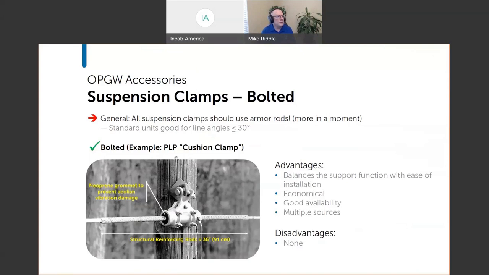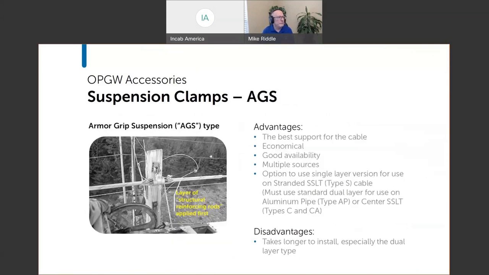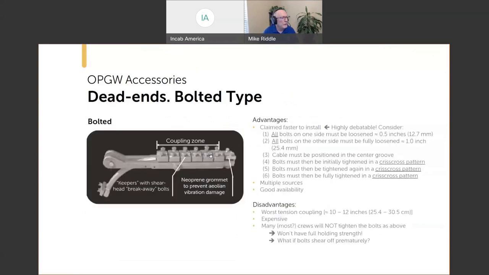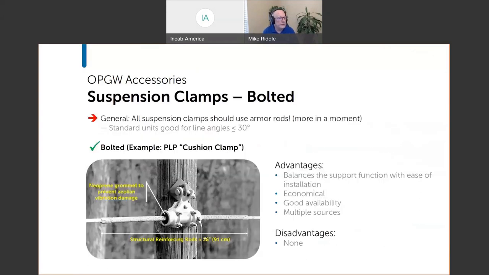Moving on, suspension clamp. So first up is bolted. Again, this particular type gets the Mike Riddle approval seal. But the general point about suspension clamps is that in my opinion, all suspension clamps should use armor rods. Again, I'm going to talk about that more in a moment. I know I keep saying that, but I really mean it. Standard units, like what you see here, are good for horizontal line angle changes up to 30 degrees.